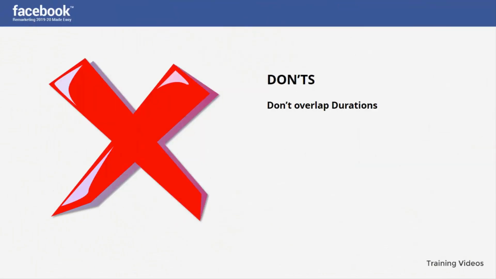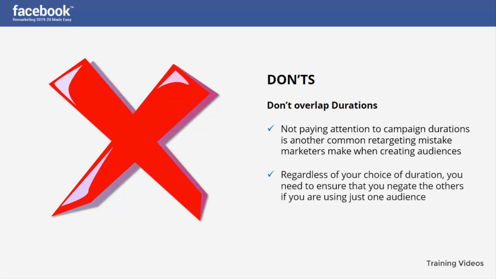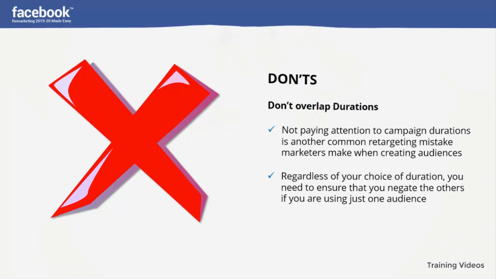Don't overlap durations. Not paying attention to campaign durations is another common retargeting mistake marketers make when creating audiences. Of course, you can choose any duration, from 7 to 14 to 60 days, etc. Regardless of your choice of duration, you need to ensure that you negate the others if you are using just one audience. Siphoning traffic from one audience into another is a big no-no.